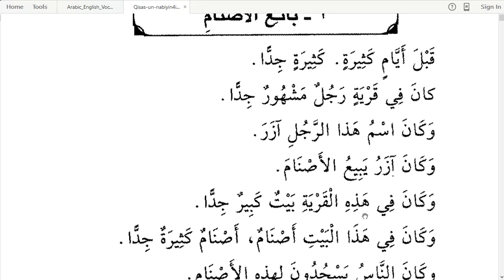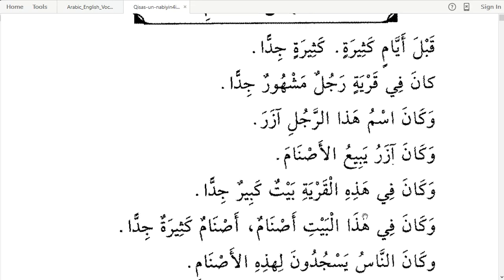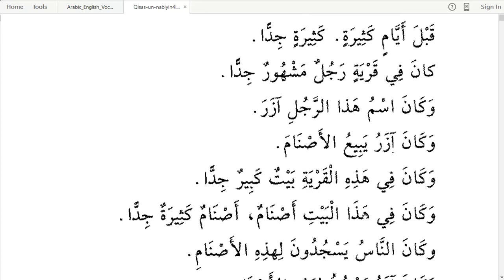كان في قرية رجل مشهور جدا. There was a town, or in a town actually, there was a man who was very famous. Okay, so let's break this down for you really quickly, and hopefully, inshallah, this is a review for you. So you have over here kana fi qaryatin. So kana is a fi'l naqis, a verb that is incomplete, you could say, and when it's added to a sentence, there's an ism and a khabar to it.